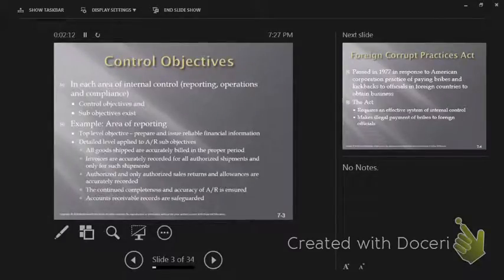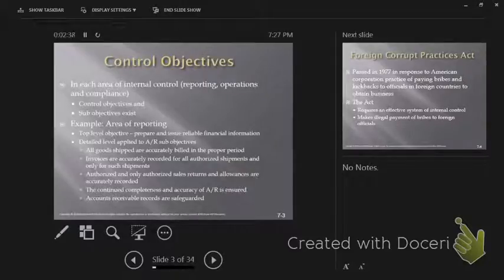Control objectives. We're going to be looking at a couple different things. We've got the control objectives and we've got sub-objectives when we're going in here. And areas of reporting, there's a couple different things. We've got the top level, and then we're going to drill down a little bit lower into the detail where we're looking at things like, are goods shipped? Are they shipped at the end of the month, or are they not shipped until the first of the month? Because obviously then we can't bill them.